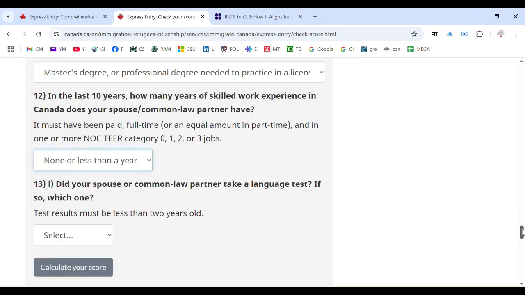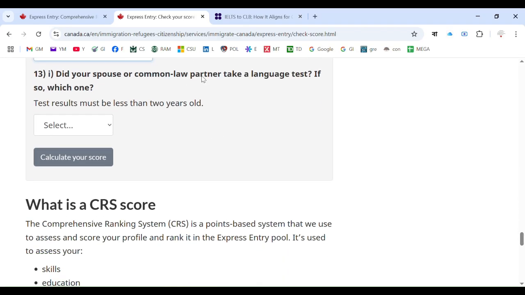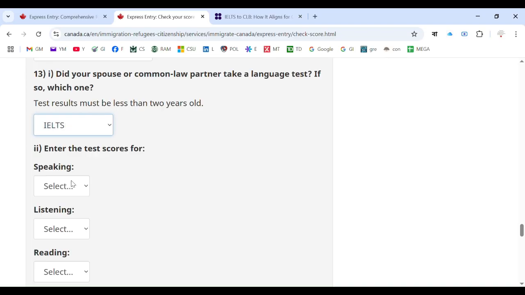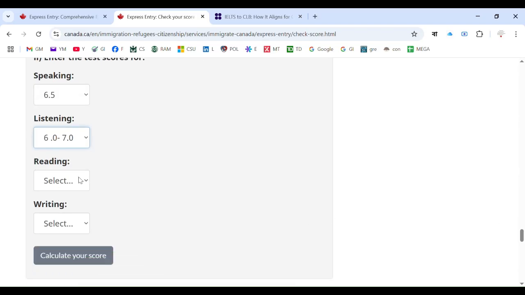Did your spouse or common law partner take a language test? If so, which one? For example, your spouse took an IELTS, and then in speaking received 6.5, listening 6 to 7, and in reading 6.5, writing 6.5. And then you click on here, calculate your score. So your result is out.